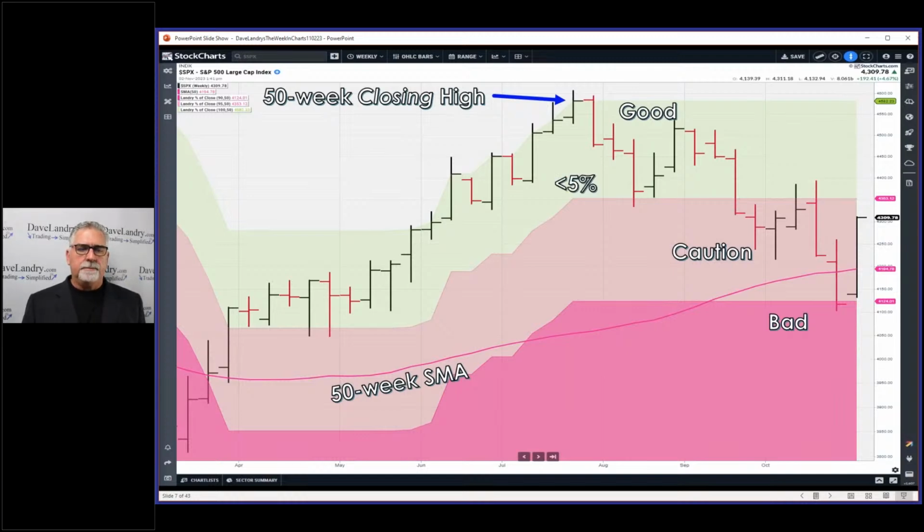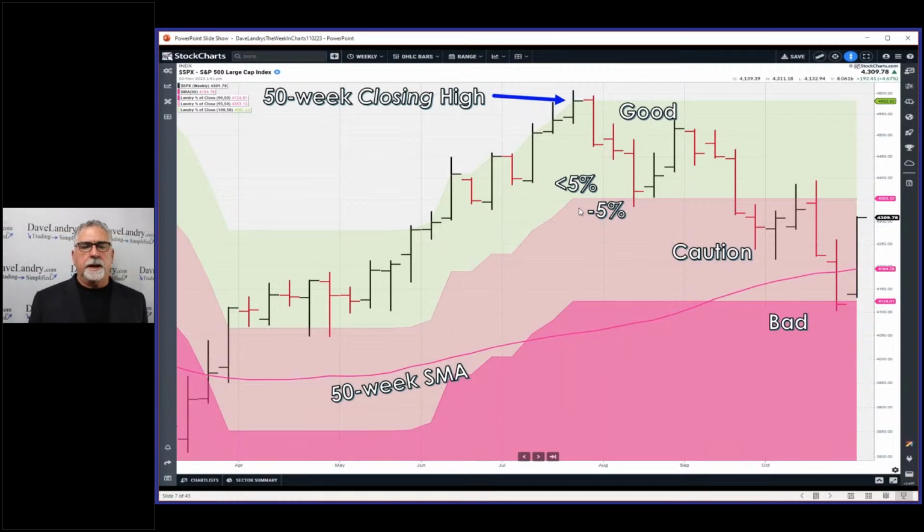Now, again, the green zone means that you're less than 5% away from the 50-week closing high, which we set just this last summer. By the way, the sell in May and go away crowd, they just got creamed this year because we had the best rally of the year over the summer. So don't believe everything you hear, and that adage doesn't actually work. It's more of a June thing, and Tom McClellan has done a lot of work on that. Anyway, once you drop into this pink zone, you are more than 5% away from the 50-week closing high.